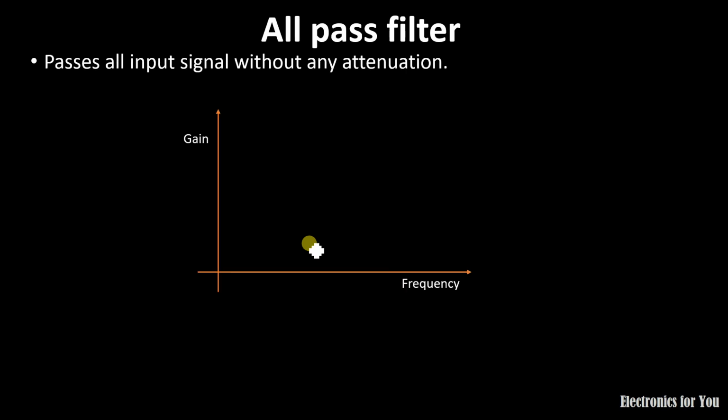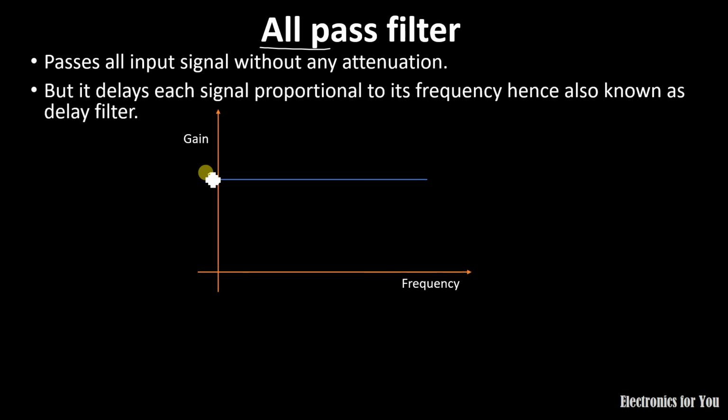The last filter is the all pass filter. As its name says, it will allow all frequencies without any attenuation. Therefore its gain is generally 1. That is, whatever input we apply, we will get the same frequency as output, but here the delay will be there. It delays the signal, and that delay is proportional to the frequency, hence it is also known as a delay filter. So the all pass filter is also known as the delay filter.